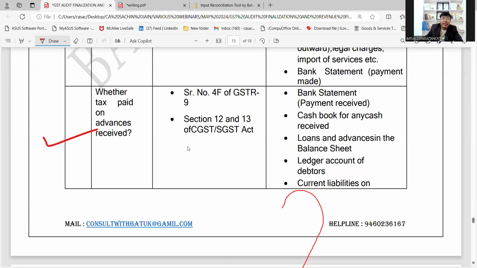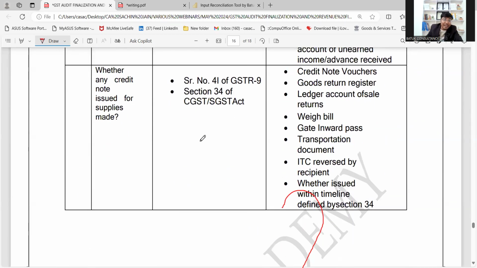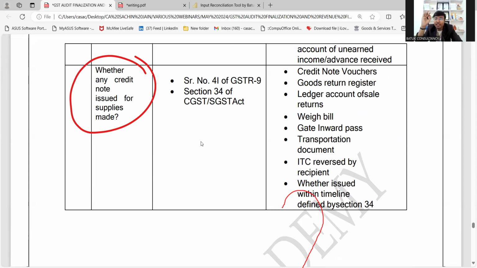Whether the tax has already been paid on the advance received or not, we have already done this particular point. Whether any credit note has been issued for supply made, in that case we just need to check the proper reversal of input tax credit by the counterparty.